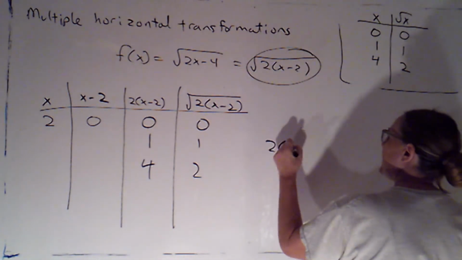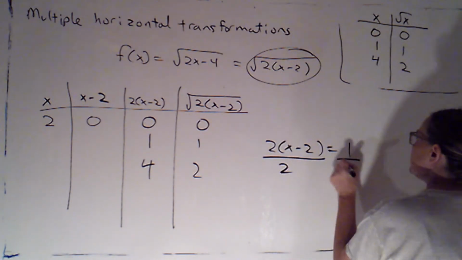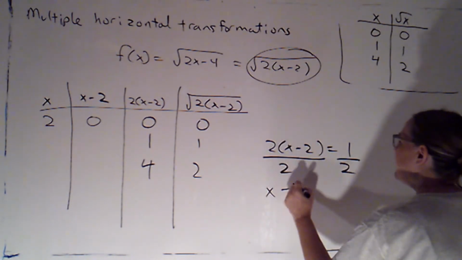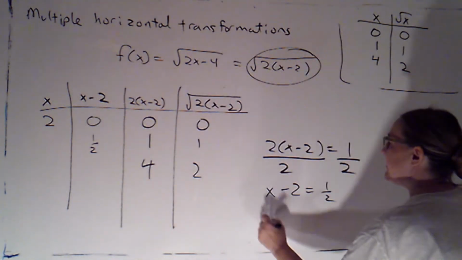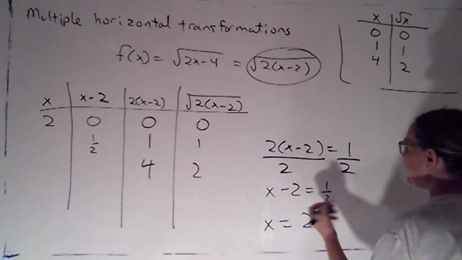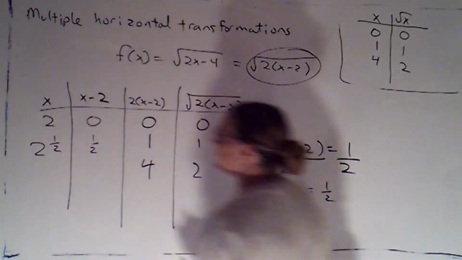if I had 2 times x minus 2 equals 1, first thing I would do is divide both sides by 2. X minus 2 would be 1/2. Then I would add over the 2 to get x equals 2.5, however you wanted to write that.